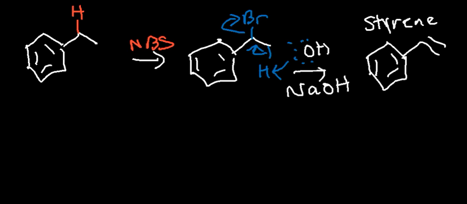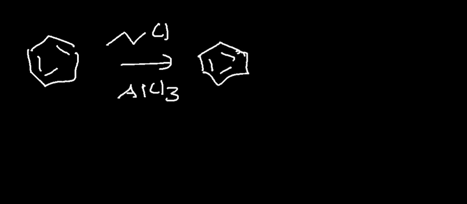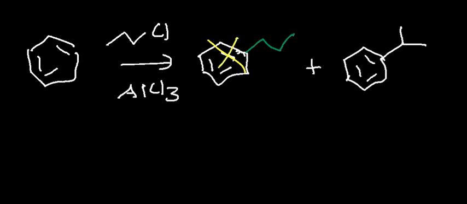Now, let's go back to Friedel-Crafts alkylation. What's going to happen if we add, instead of methyl chloride or ethyl chloride, propyl chloride with an aluminum chloride catalyst? Here's what we will not get. We won't get this product. Instead, we're going to get this one. Here's why.